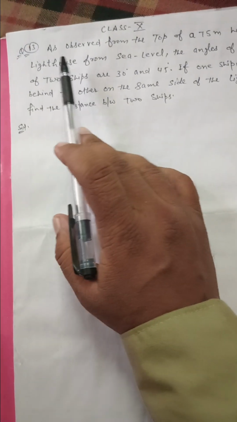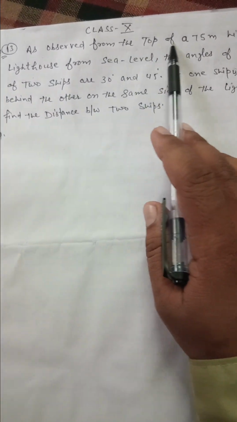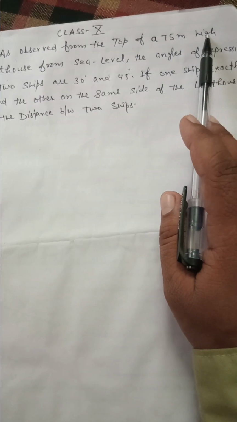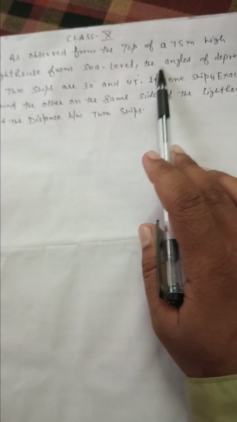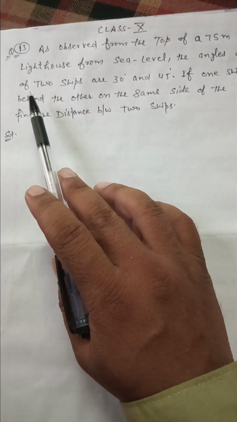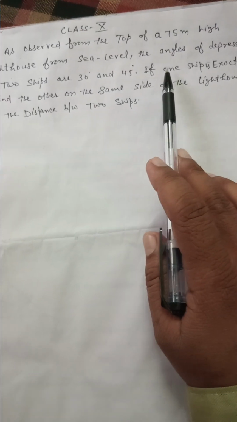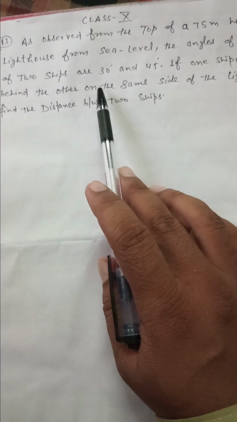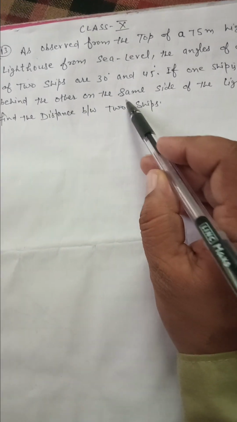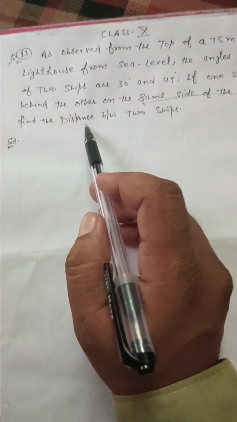Today we will solve our question number 13. As observed from the top of a 75-meter high lighthouse from sea level, the angles of depression of the two ships are 30 degrees and 45 degrees. If one ship is exactly behind the other on the same side of the lighthouse, find the distance between the two ships.